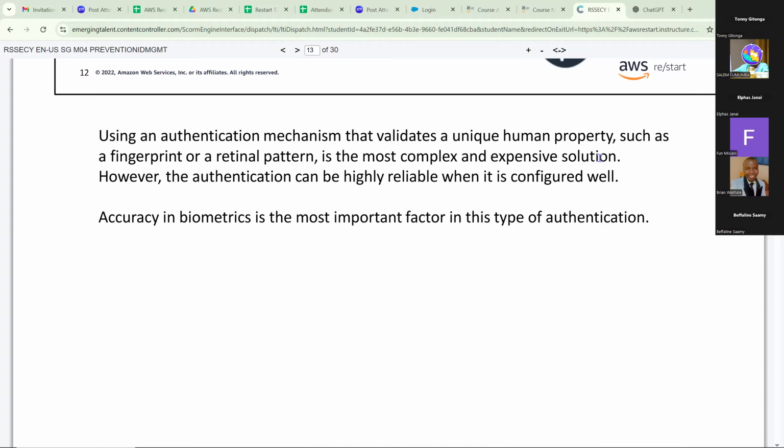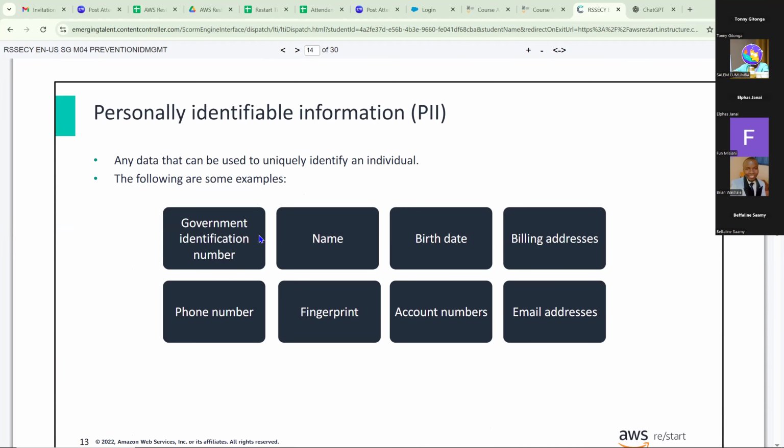Identifiable PII. You've heard me talk about PII, where PII is personally identifiable information. So any data that can be used to uniquely identify an individual qualifies as PII. The following are some examples. Government identification card, such as your ID. Your ID is unique to you. You have a serial number, you have an ID number. It is unique to you. Phone number. Your phone number should also be unique to you. Your name should be unique to you.